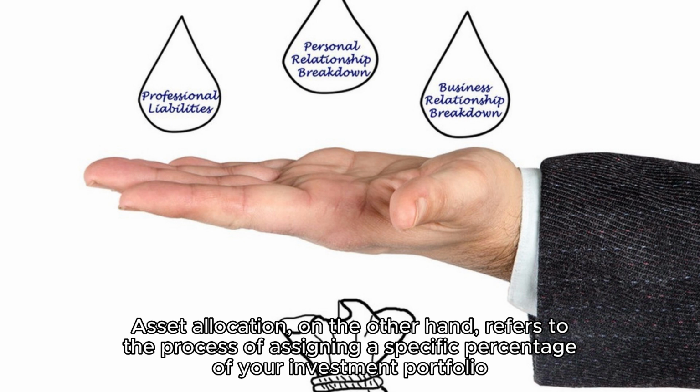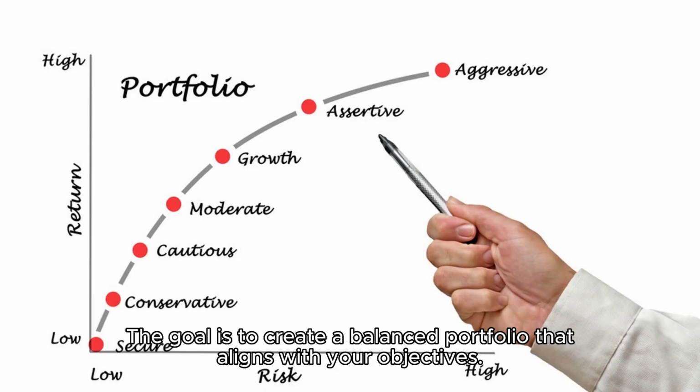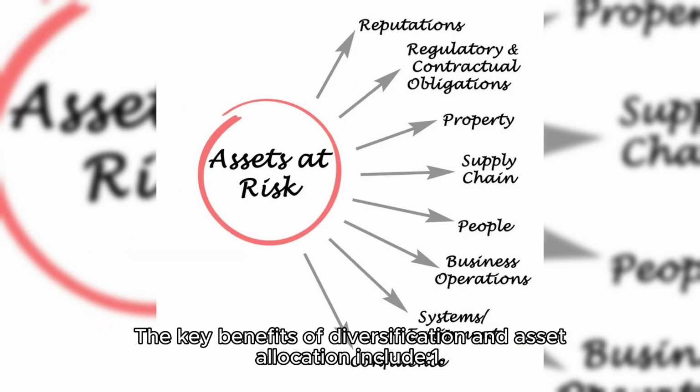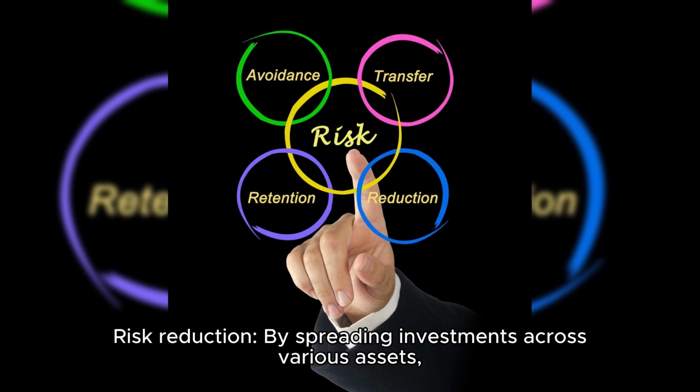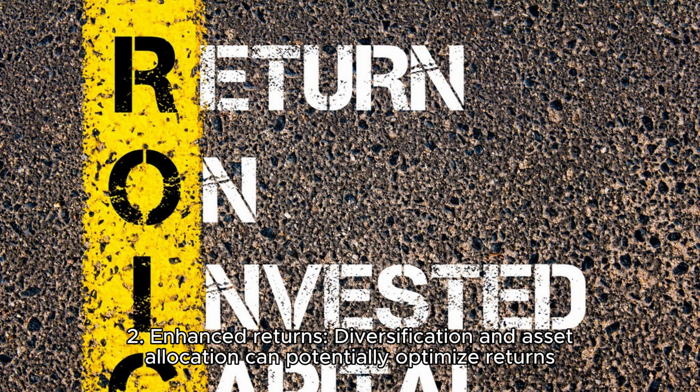Asset allocation, on the other hand, refers to the process of assigning a specific percentage of your investment portfolio to different asset classes based on your financial goals, risk tolerance, and time horizon. The goal is to create a balanced portfolio that aligns with your objectives. The key benefits of diversification and asset allocation include 1. Risk reduction. By spreading investments across various assets, you can minimize the impact of a single investment's poor performance on your overall portfolio. 2. Enhanced returns.